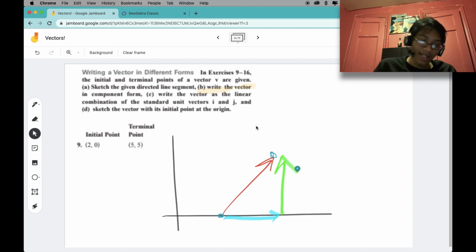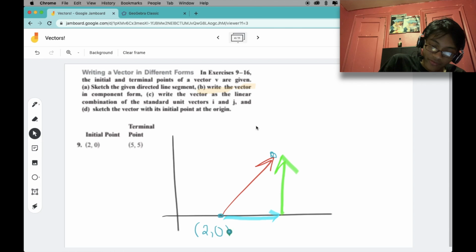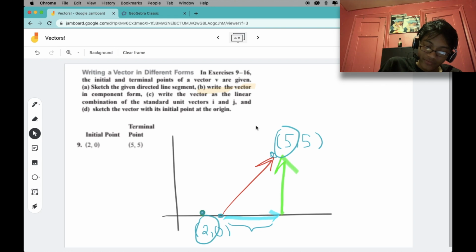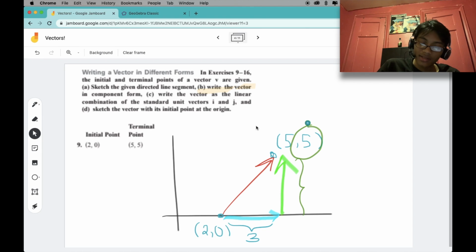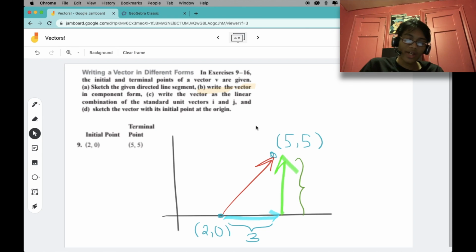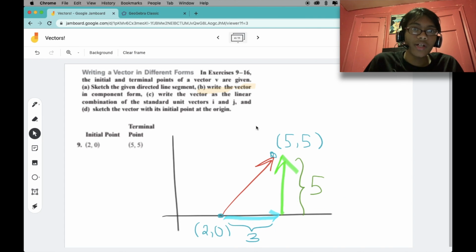And it turns out it's not that bad. It's not that hard. Why isn't it that hard? I'll tell you why. Our vector starts at 2, 0 and it ends at 5, 5. So what's my horizontal distance going to be? Well, it's simply going to be the difference in the x coordinates. 5 minus 2 is 3. What's my y component going to be? Well, it's simply going to be the difference in the y coordinates. So 5 minus 0 is going to be 5. Okay, so then you tell me, okay, I know the vector goes 3 in the x and 5 in the y, but how do I write component form?